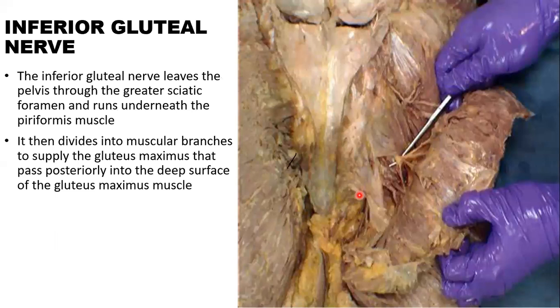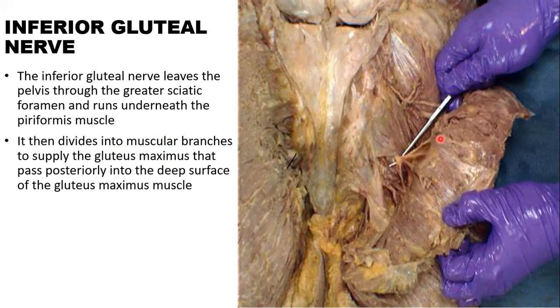Then the inferior gluteal nerve. It also leaves the pelvis through the greater sciatic foramen and runs underneath the piriformis. That muscle you can see there is the piriformis, and superiorly you have the superior gluteal nerve, and inferiorly you have the inferior gluteal nerve. This is the main nerve supply to this thick muscle, the gluteus maximus. This nerve divides into muscular branches that pass posteriorly into the deep surface of the gluteus maximus. As you can see, those are the muscular branches.